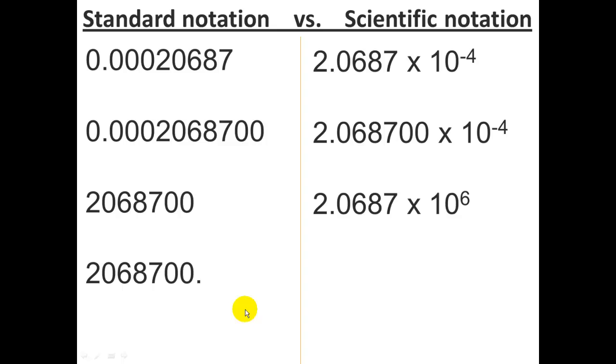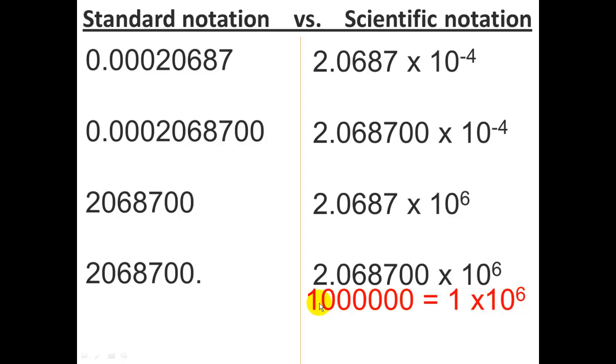So that changes our number of significant figures. We're still going to move our decimal place 6 places. We still have to move it 1, 2, 3, 4, 5, 6 places, and that means we're multiplying by a million. Turns out, a million times 2.068700 gets us 2,068,700. When I multiply 2.068700 times 10 to the 6th, I will reproduce my original number with the same number of significant figures.